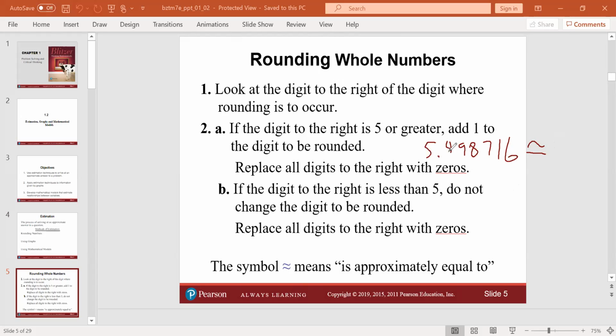If you round it to one decimal place, this is the digit to be rounded. You look one to the right, it's a 9. So that's going to round up to 5.5. But now it's not exactly equal to 5.5. These are still two different numbers, but 5.5 is just our rounded estimate for this number. So we use a wavy equality sign. That's all that means. You'll see me use that just to dot my I's and cross my T's.